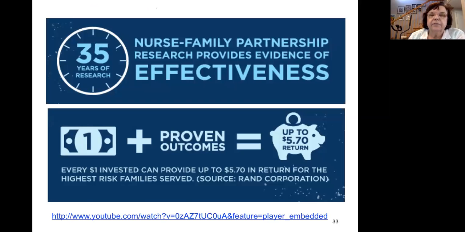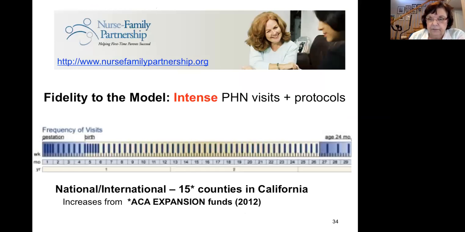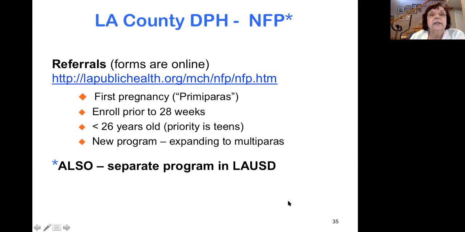So it's effective. For every dollar, it saves $5.70. There is an intense fidelity to the model. They have a national organization, wonderful success stories. I'm really proud to be a part of having students gain the experience to be with the LA County Family Nurse Partnership. They have intense public health nursing visits in the home, beginning prenatally, and then at birth every week, then every other week, and then every month until the child's 2 years of age, and then they slow down. But it's all over LA and the county.